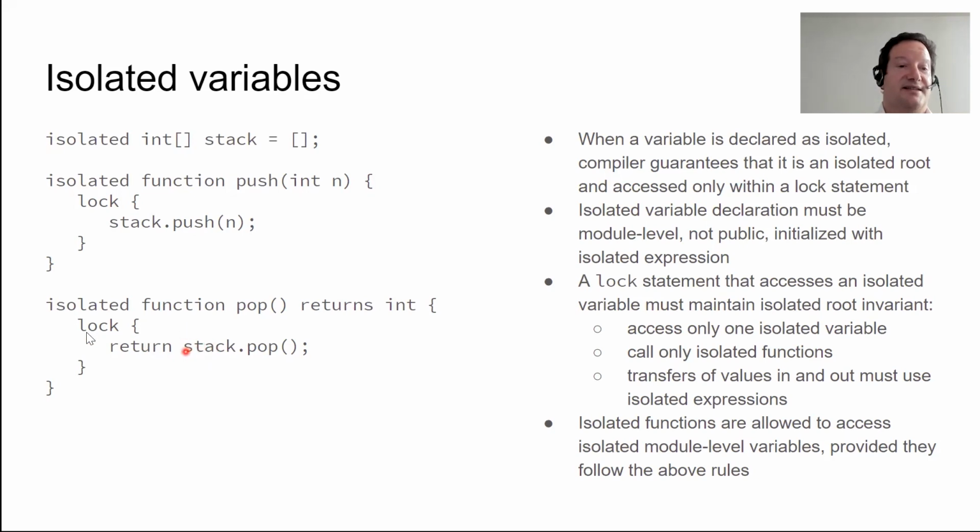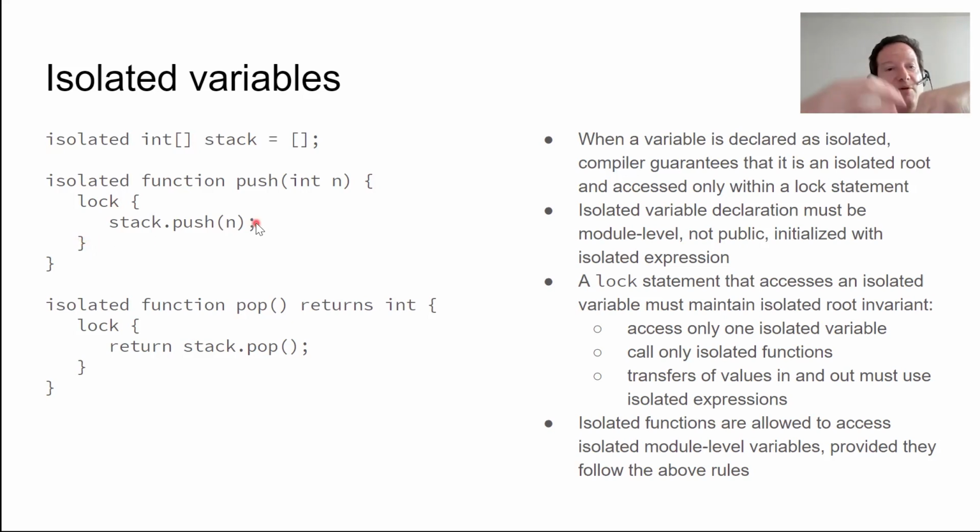You can't access two isolated variables, for example, in one lock statement, because then they could get tangled up and they wouldn't be isolated anymore. You're also constrained in how you think of it. Basically, what you need to ensure is that we have the invariant that this isolated variable is its own root. So you have to ensure in the lock statement that the invariant is maintained.